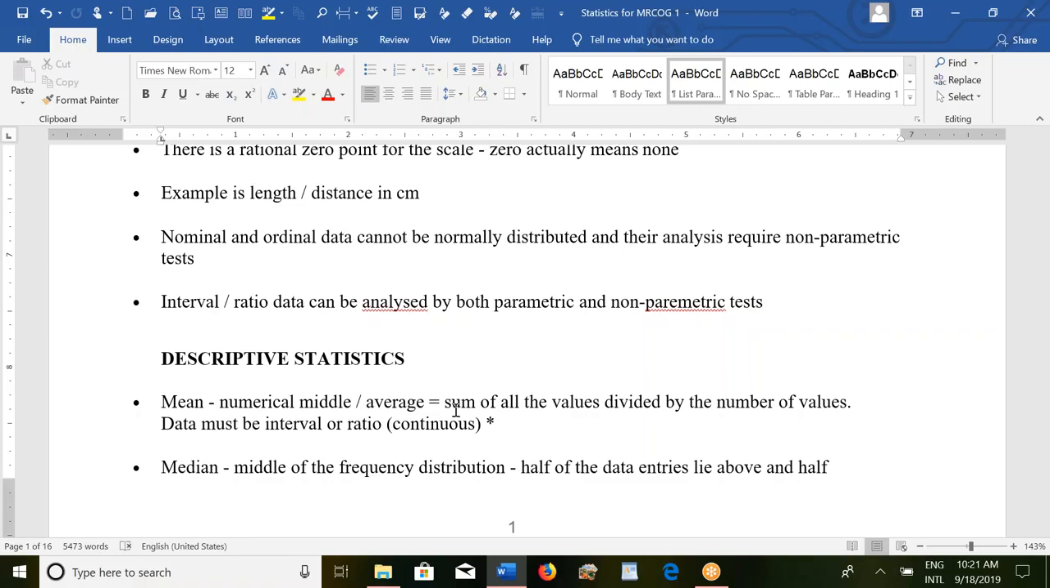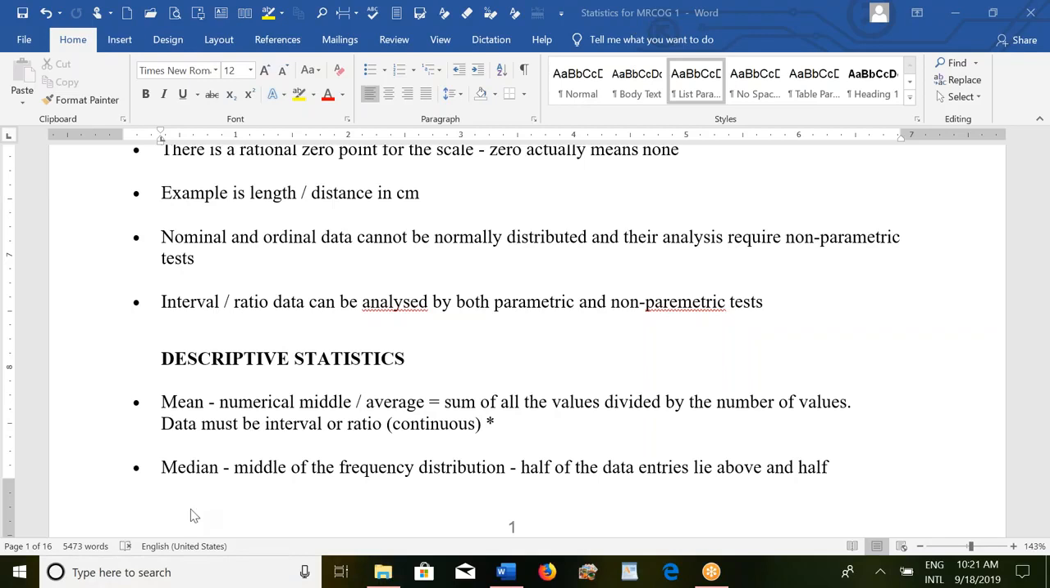So mean means the sum of all the values divided by the number of values. So for this, data must be interval or ratio. So this will be continuous data.